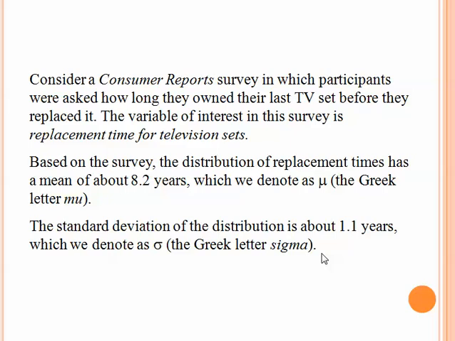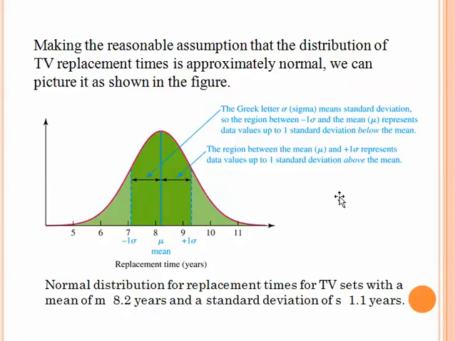It makes sense that this is a normal distribution because probably most sets would be replaced around the mean time of 8.2 years, and an equal number would be replaced before and after the mean. Not many would be replaced right away, and not many would be replaced very far in the future. Not many people hang on to their TV for 20 years. So let's look at a picture that goes with this situation.